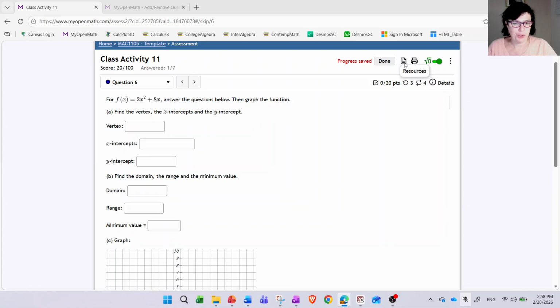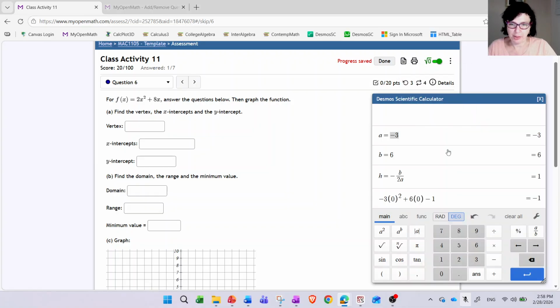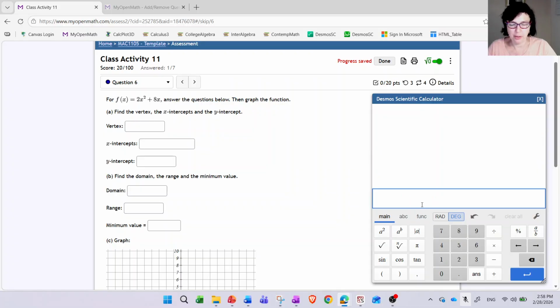In order to find the vertex, we're just going to open Desmos calculator. Let me clear everything here. And then we want to find the value of a and b. A is the number in front of x squared. In this case, that's 2. And b is the number in front of x, which is 8. The formula for h, which is the x coordinate of the vertex, is negative b divided by 2a. That's going to be negative 2.